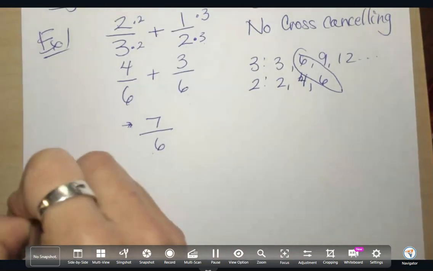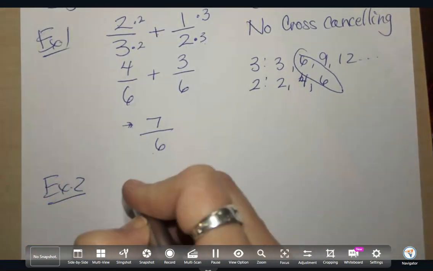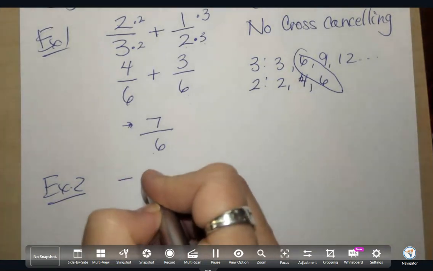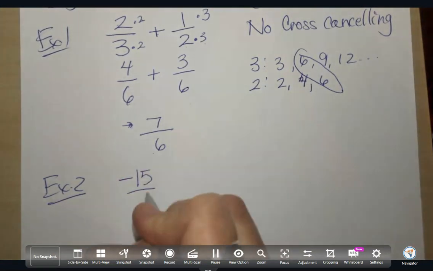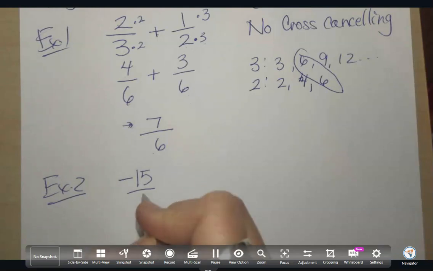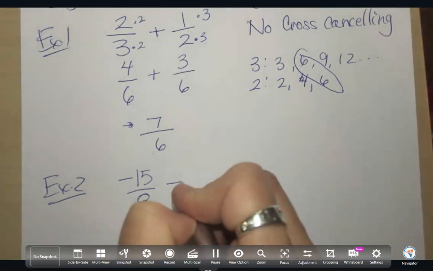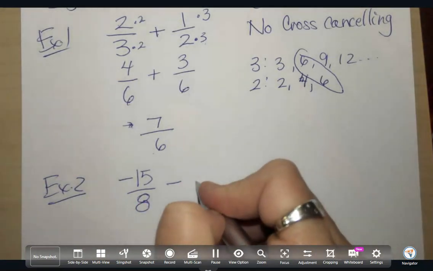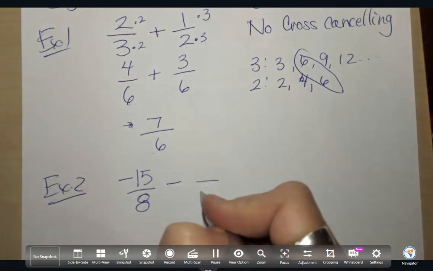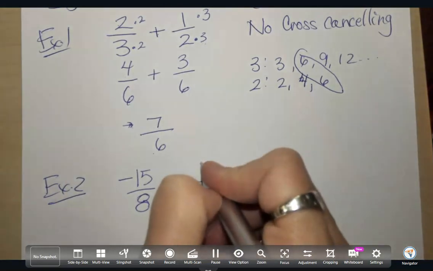What if I had example 2? Example 2 would be negative 15/8 minus, let's do 3/10.